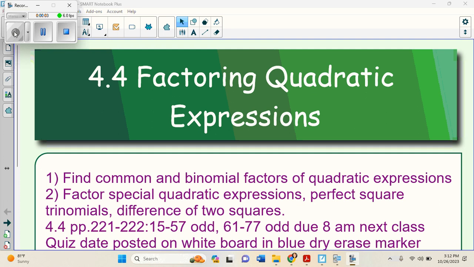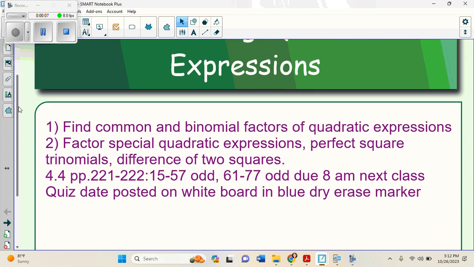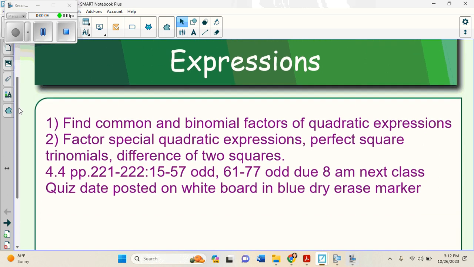This is 4.4 factoring quadratic expressions. So today we're going to be finding common and binomial factors of quadratic expressions. We're going to factor special quadratic expressions, perfect square trinomials, and the difference of two squares.